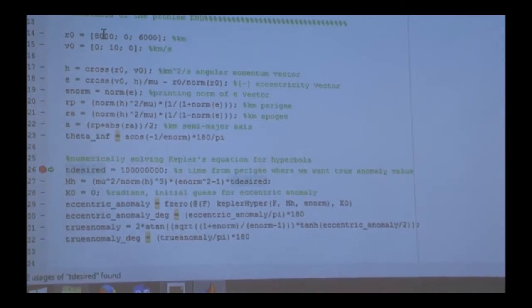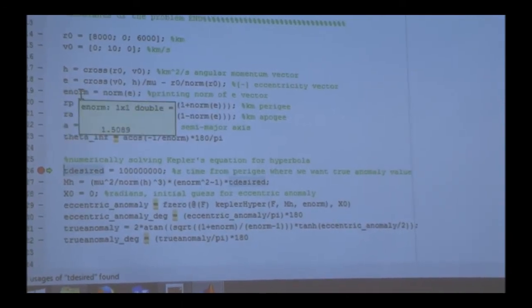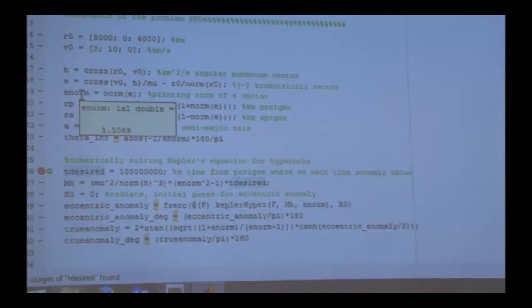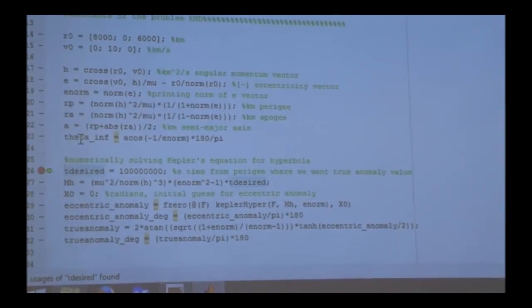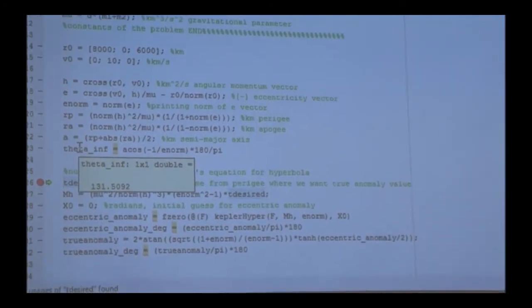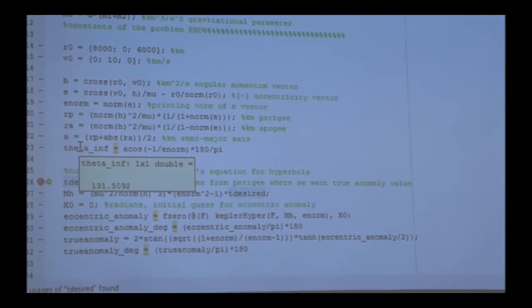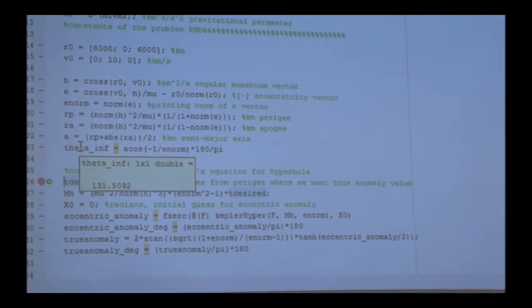So this is the usual thing that we've done so far. I give you a position, I give you a velocity, find H, find E, and guess what? This E is pretty big. It's more than one, so this is definitely a hyperbolic orbit. And what happens with the hyperbolic orbit is that your position goes at the most to this true anomaly. You don't exceed that because you're going to get closer and closer to the asymptote, and you're not going to be past that angle.